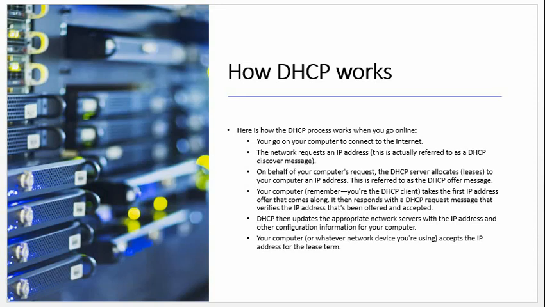So when you're allocated the IP address, a handshake is performed where it is verified that the IP address has been offered and accepted. Then the DHCP will update the various network servers that an IP address has been allocated, so that it also knows the balance of IP addresses that are still remaining in the network.